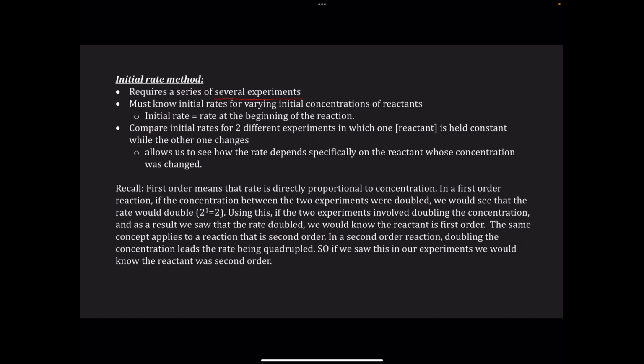Using this, if the two experiments involved doubling the concentration, and as a result we saw that the rate doubled, we would know that the reactant is first order. Same concept applies to a reaction that is second order. In a second order reaction, doubling the concentration leads to the rate being quadrupled. So if we saw this in our experiments, we would know the reactant was second order.